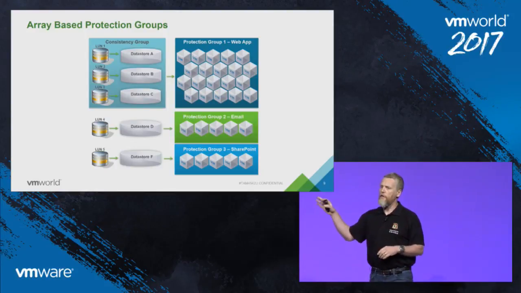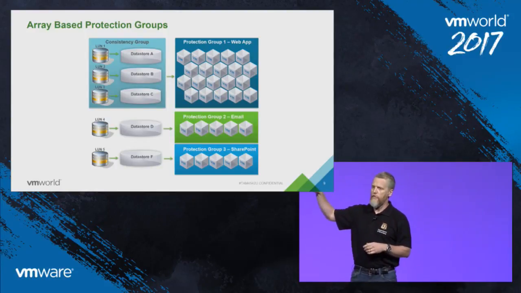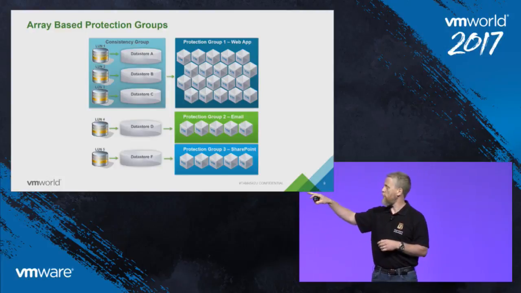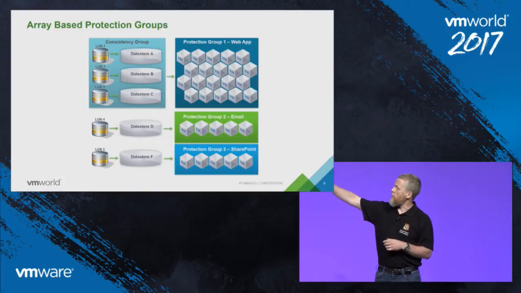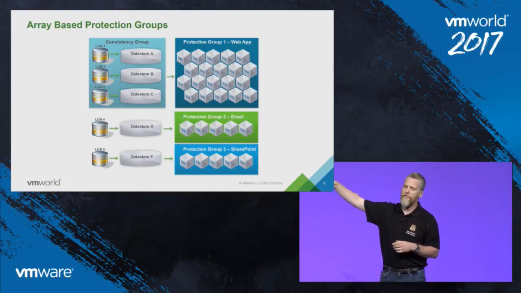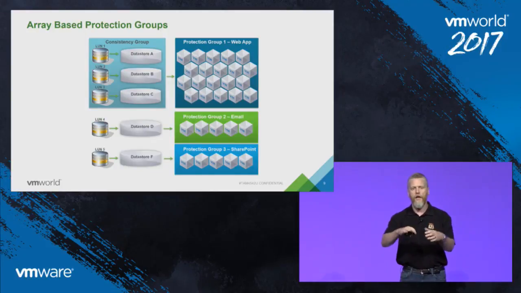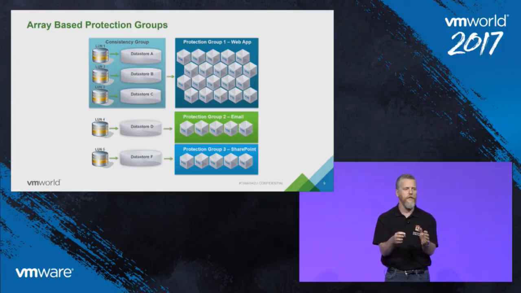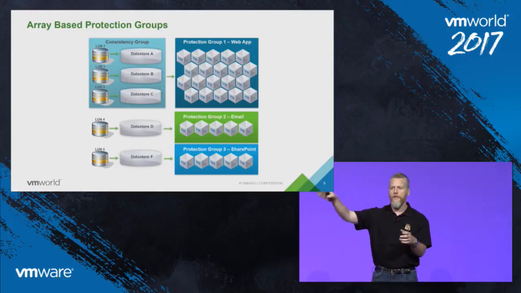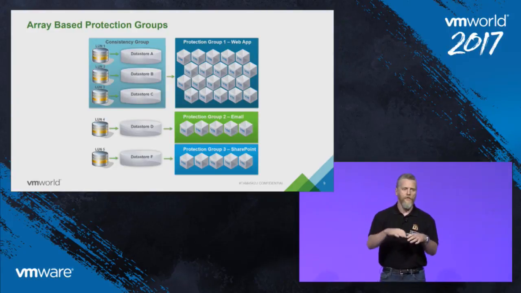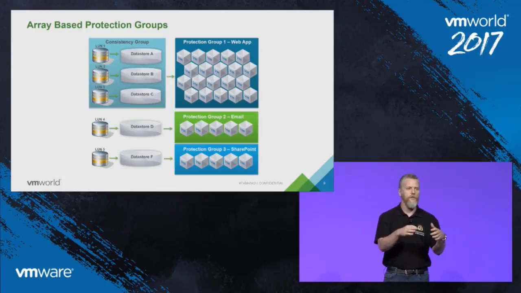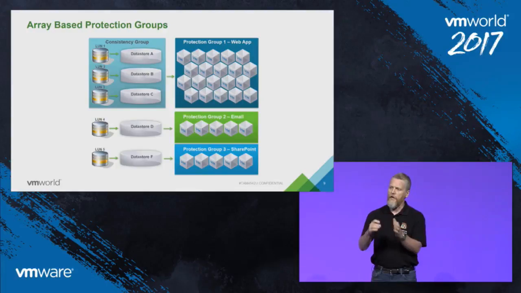Now, this is where the mapping to protection groups is. In the top case, I've got a consistency group, a replication consistency group. On my array, I'm grouping those 3 LUNs together, and I'm replicating them together over to my recovery site. So those 3 are going to constitute a protection group. In the other case, a single LUN constitutes your protection group.